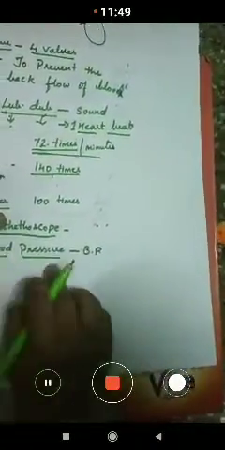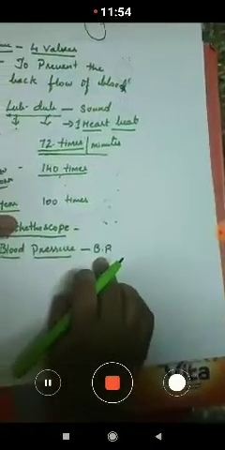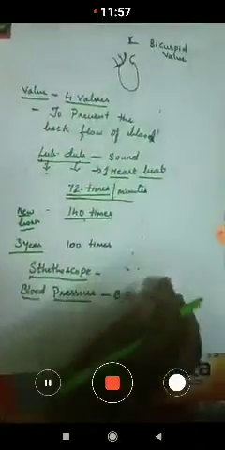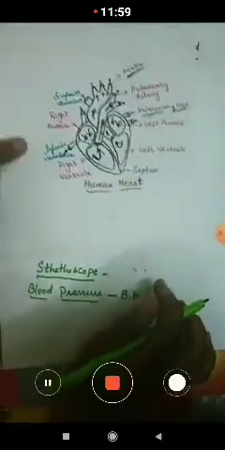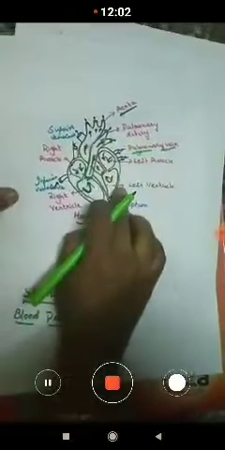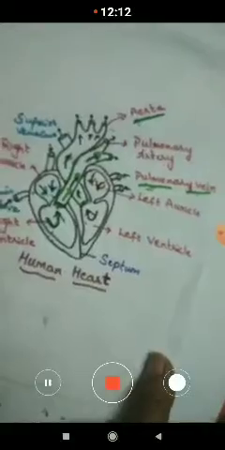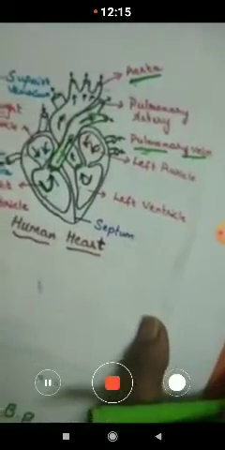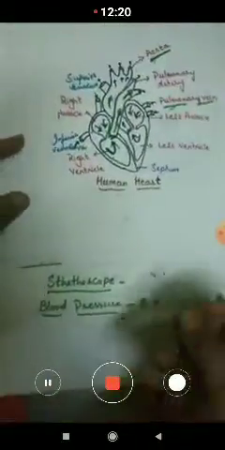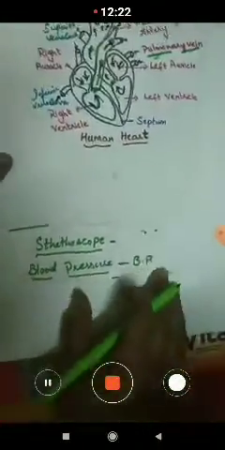And what is blood pressure? Blood pressure is nothing but the pressure exerted on the walls of the arteries, children. Yes, the artery carries the oxygenated blood. So the pressure exerted on the walls of the artery is called the blood pressure. And the instrument which the doctor uses to measure the blood pressure is the sphygmomanometer.